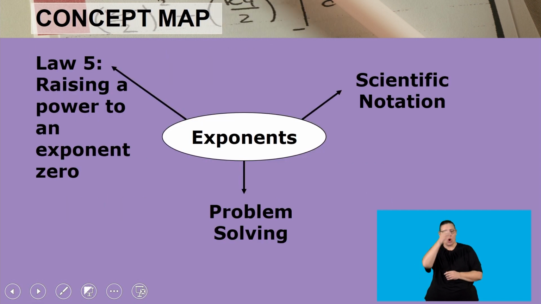Let's look at our concept map for today's lesson. We are going to be working on the fifth exponent law, which is raising a power to an exponent 0. Then we are going to be working with scientific notation. And then lastly, we are going to end off with some problem solving.